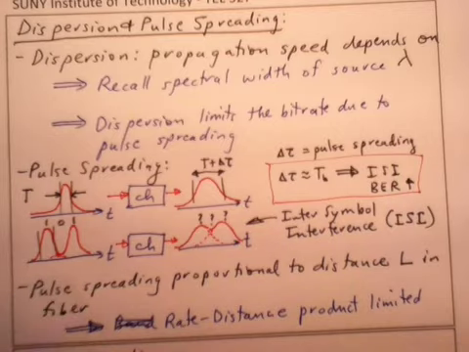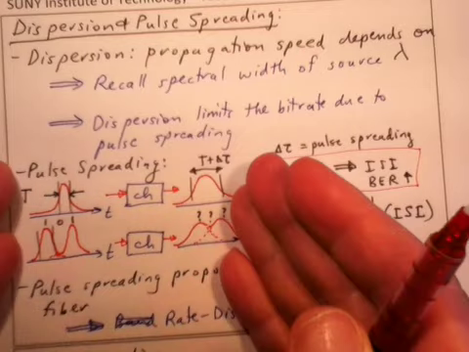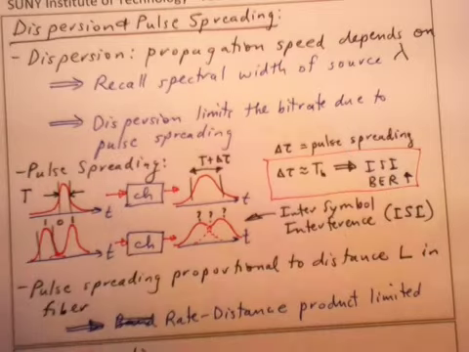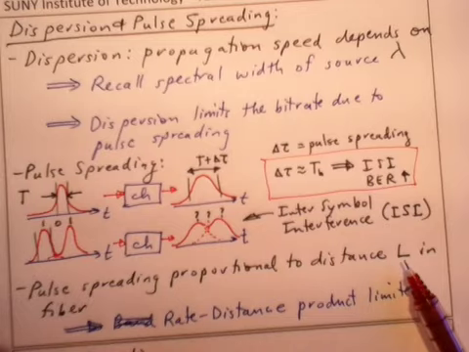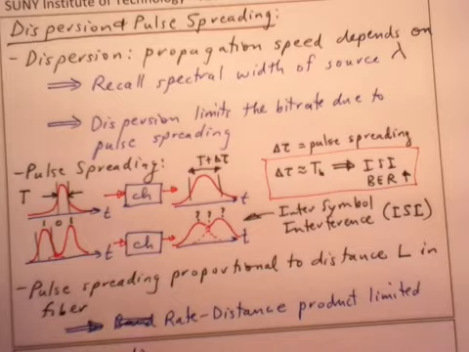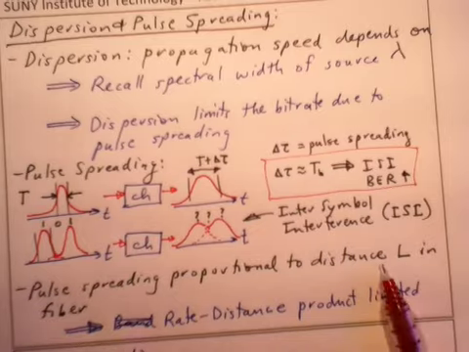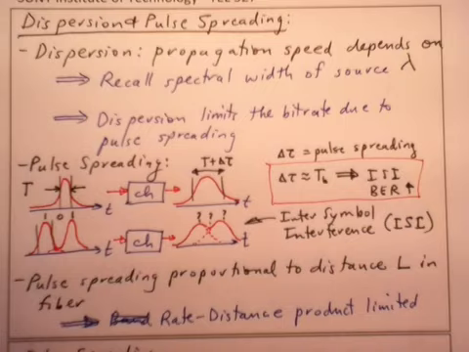Pulse spreading is proportional to the distance L that we've gone in the fiber, so it spreads a little bit, and as it propagates down the fiber it spreads out more and more. Because it's proportional to the distance, we can have a short distance of fiber with very little pulse spreading, or we can have a long distance of fiber with a lot of pulse spreading. Either way, our bit rate is limited.